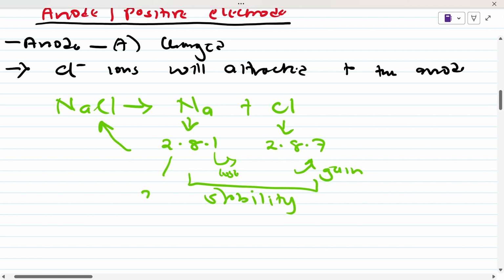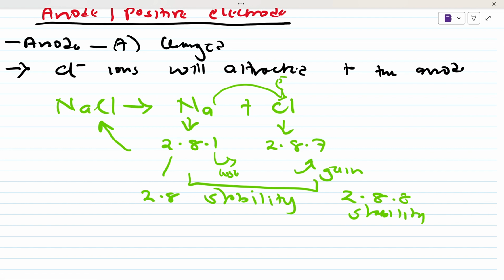So this one will be having a 2 to 8 stability. This one will be having 2 to 8 to 8 stability. So you really need to know that sodium gave its electron, one of its electrons, to chlorine to make it stable.